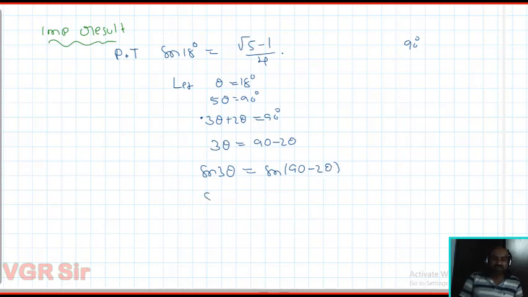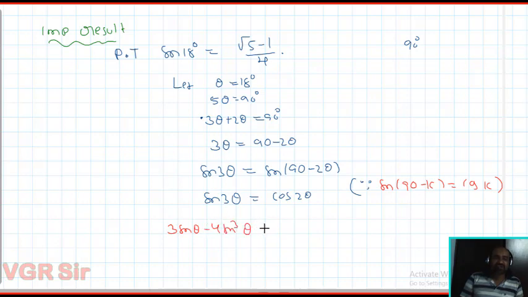So sin 3 theta equal to sin of 90 minus 2 theta. Here is an interesting step. Sin 3 theta as it is, you write. Sin of 90 minus theta is cos theta, means cos 2 theta. Already you know that, I will write in bracket: sin of 90 minus k is equal to cos k. So for sin 3 theta, just now you derived the formula: 3 sin theta minus 4 sin cube theta, equal to, total result I want in terms of sin.